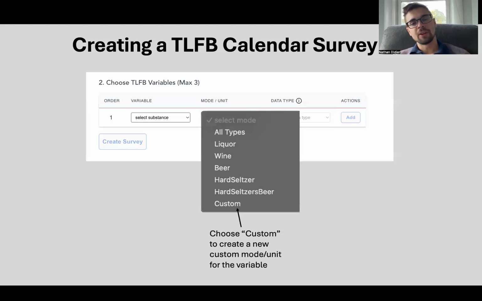Similarly, depending on the variable or substance you select, you'll be provided with a mode or unit to further specify what you're asking about. So you can specify, for alcohol, here are some of the subset modes for alcohol. You can choose liquor, wine, etc. You can also customize a mode or unit for any substance you provide, to create a new unit that isn't provided in the default setup.